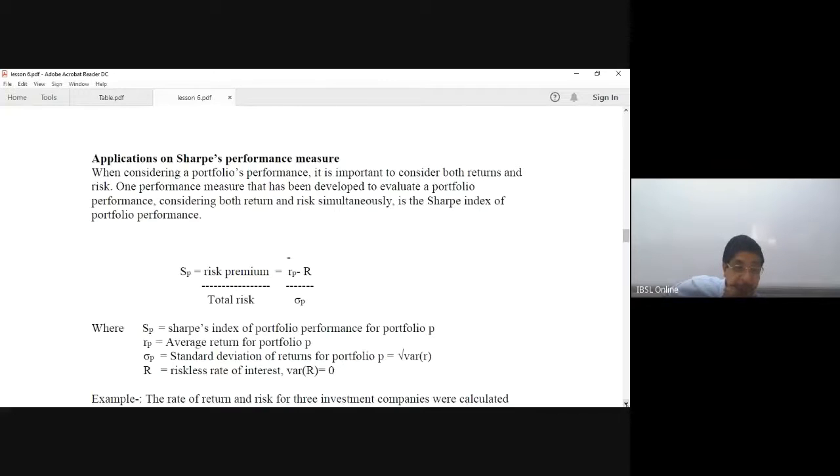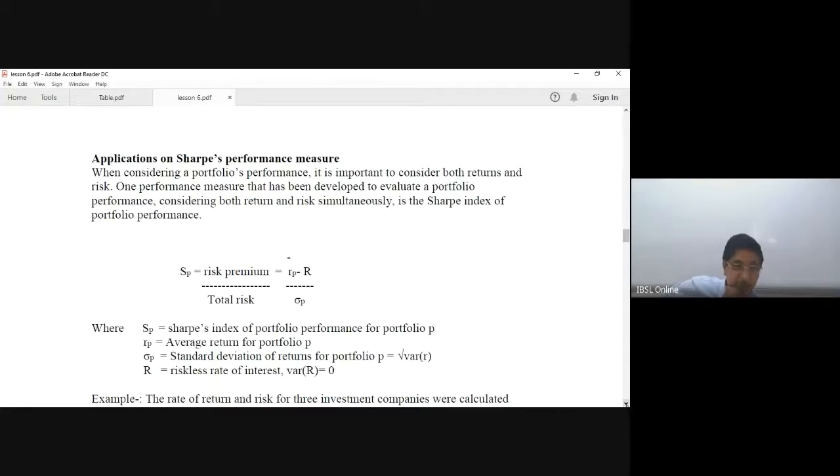Now just check the symbols. S with a small p as suffix, S_P, is Sharpe's index of portfolio performance for portfolio P. R_P is the average return for portfolio P. Sigma P is the standard deviation of returns for portfolio P. R_F is the riskless rate of interest, or risk-free interest, as we call it. And this is as simple as that.